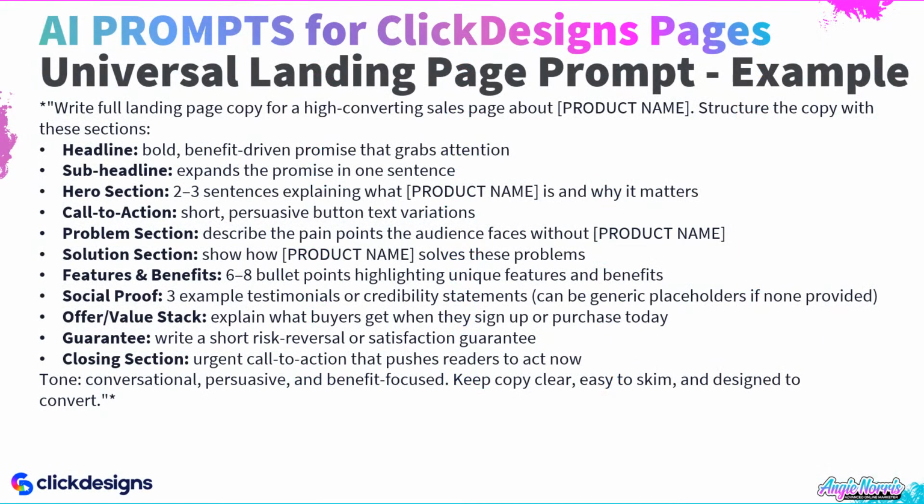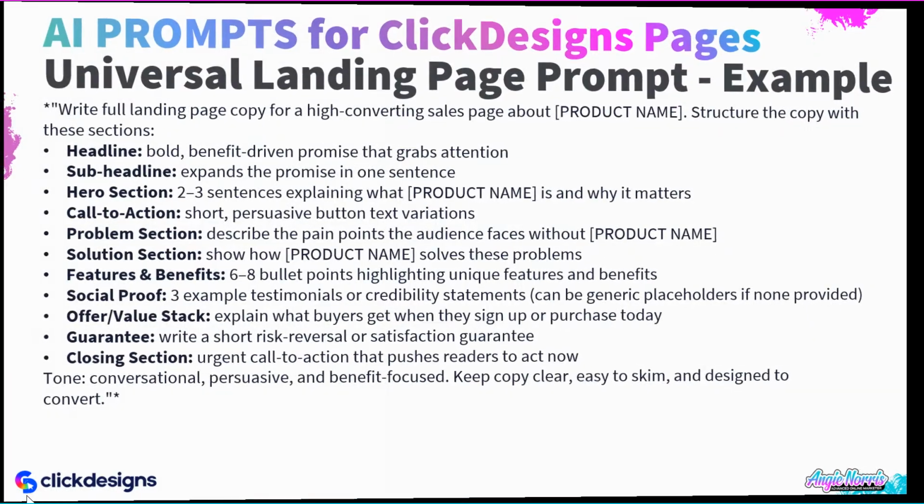This is the universal prompt that I'm giving you. Write full landing page copy for a high converting sales page about, and you can enter the product name here. Structure the copy with these sections: headline, subheadline, hero section, call to action, problem section, solution section, features and benefits, social proof, offer value stack, guarantee, closing section, and then add your tone. You can customize anything in here. So let me give you one example.